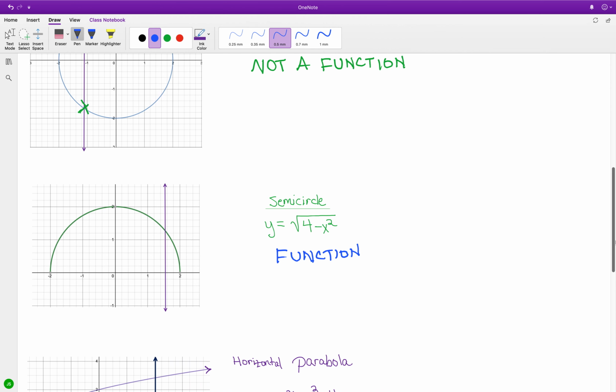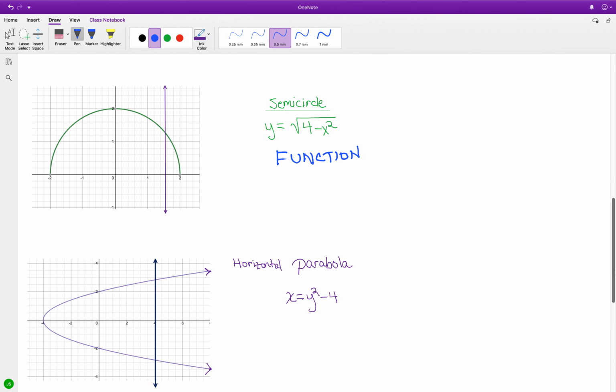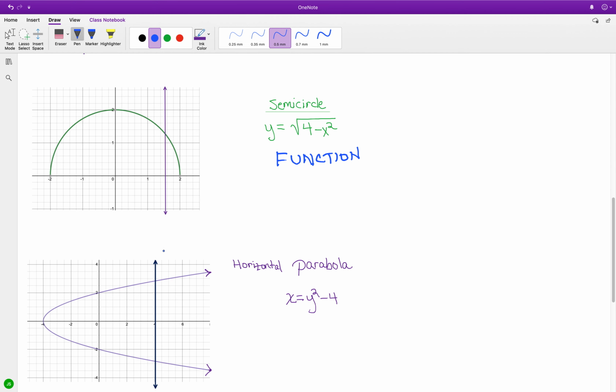And in the case of a horizontal parabola, x equals y squared minus 4, you can see this already. If you run a vertical line through this, say at x equals 4, you have two points of intersection. Again, this violates the rule that you cannot have an intersection between the graph and a vertical line at more than one point. So a horizontal parabola is not a function.